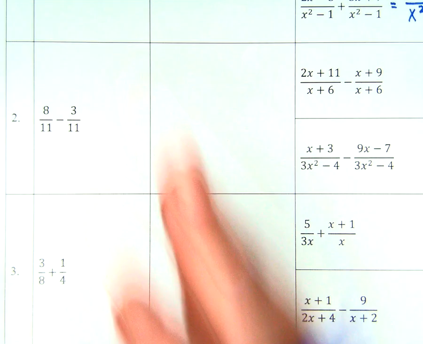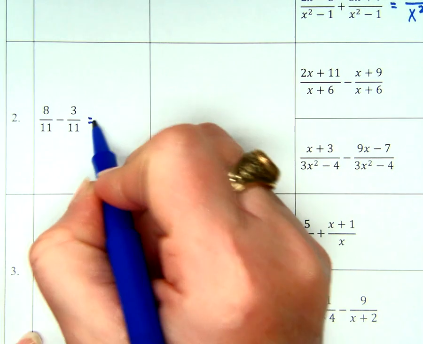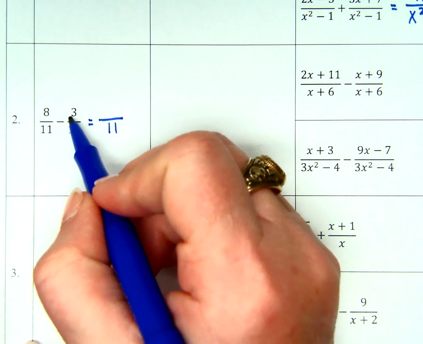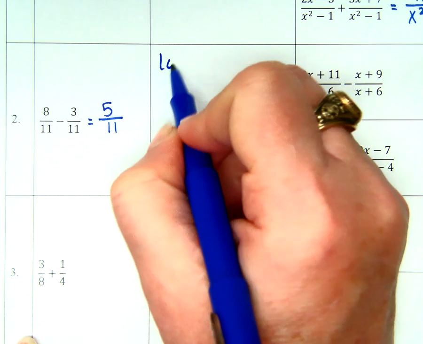How is this problem different than what we just did? Oh, it's subtraction. Okay, that's good to notice. What do I need in order to subtract fractions? Oh, still a common denominator? Okay, so, oh, it already has one. So what do I do with the numerators? Subtract, right? What's 8 minus 3? 5.